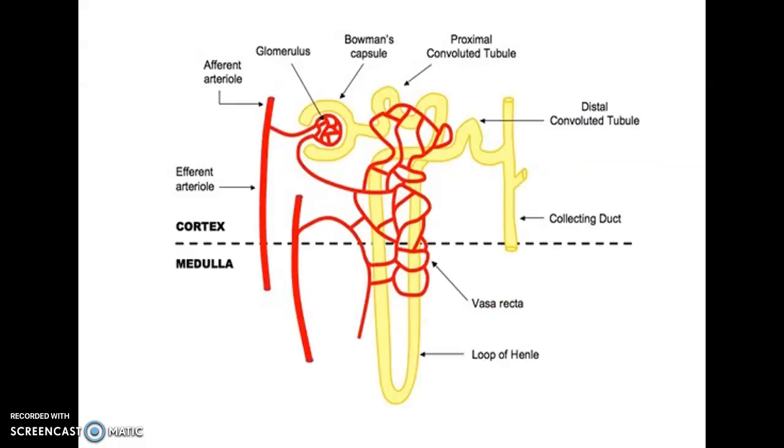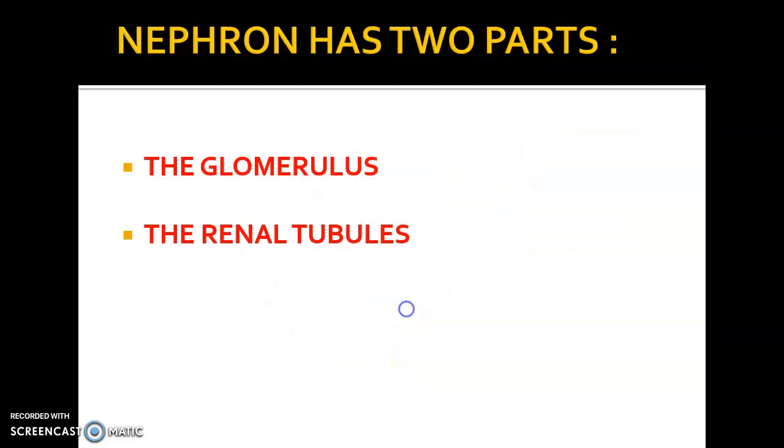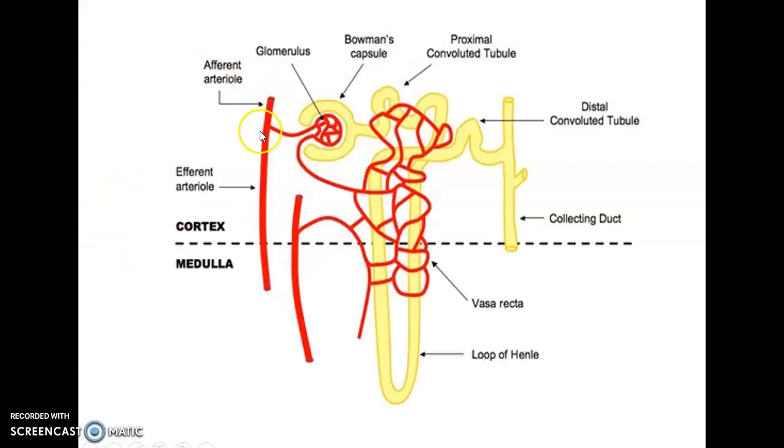Now, what are the parts that make up the nephron? A nephron basically has two parts. One is the glomerulus, another is the renal tubule. In this diagram, you can see that you have a blood vessel which we refer to as the afferent arteriole.